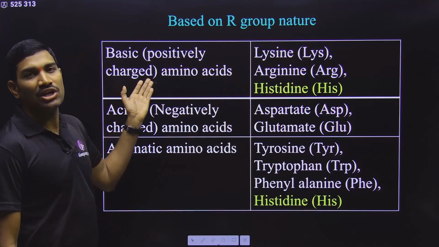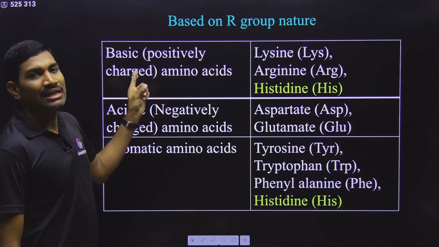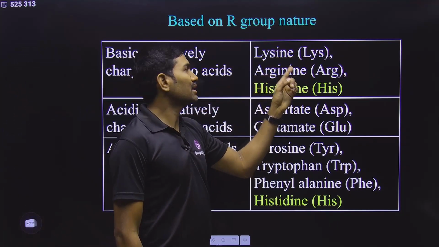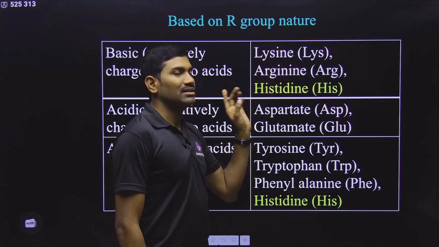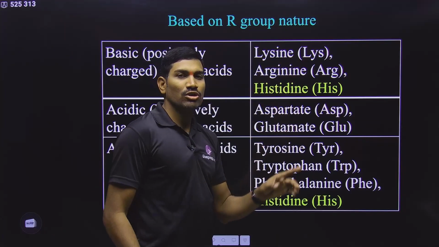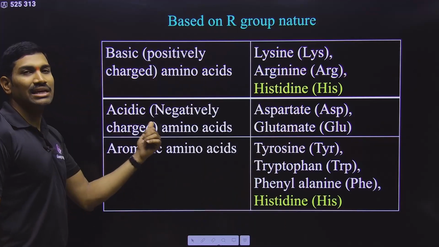So some amino acids are called basic amino acids, and what type of charge do they have? They will have a net positive charge. And what are the standard examples here? Lysine and arginine. These are the two examples that you are studying, but along with this, histidine is also there, that is also a basic amino acid. So please remember this.